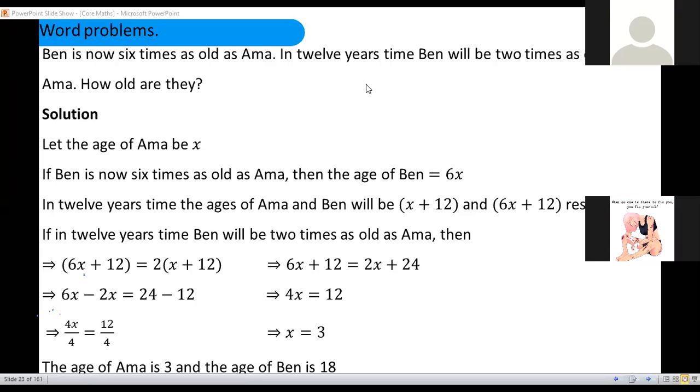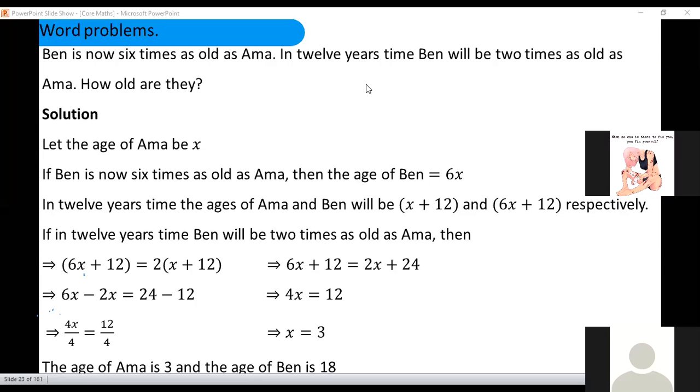So we need to transform all of these problems to mathematical statements. The problems are in words, so you need to transform them to mathematical statements. We take the first statement: Ben is now 6 times as old as Amma. So we are talking about present age now.